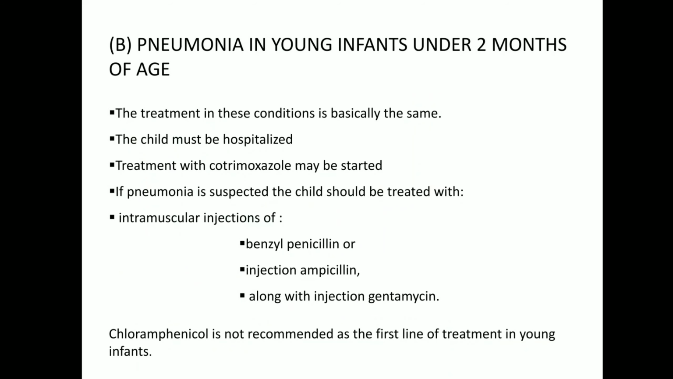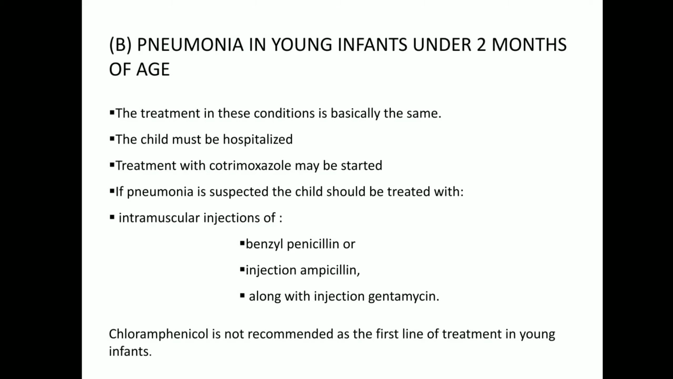So next one is, if the child is having pneumonia. As I said, for infants, how many classifications we have done? For infants we have done only 3 classifications. What are the 3 classifications we have done? The child may have pneumonia, the child may have severe pneumonia, and the child may not have any kind of pneumonia. So the first one is pneumonia in young infants who are under 2 months of age.